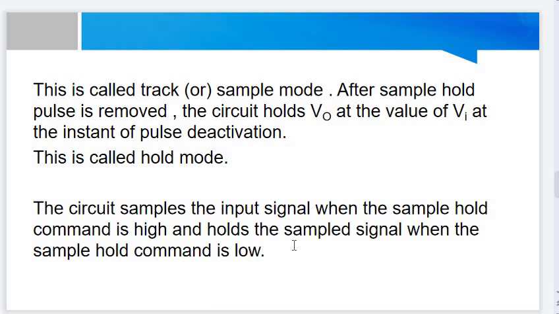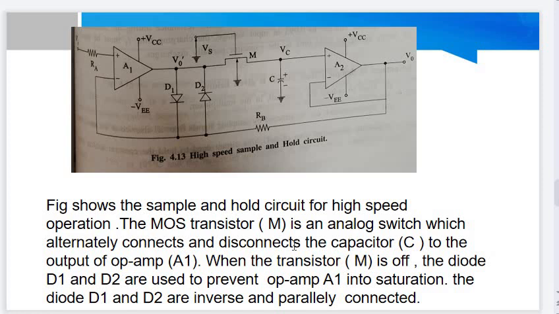After the sample hold pulse is removed, the circuit holds the output at the value of the input, and this instant of pulse deactivation is called hold mode. The circuit samples the input signal when the sample hold command is high and holds the sampled signal when the sample hold command is low. The high speed sample and hold circuit is shown in the figure.